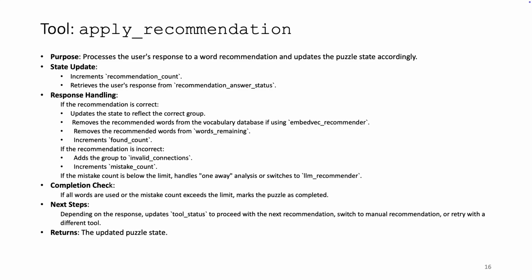If the connection puzzle indicates a correct word group, the state is updated and progress is recorded. If the connection puzzle indicates an incorrect word group, mistakes are tracked and adjustments are made to guide future recommendations. The puzzle ends when all words are used or the mistake limit is reached. Based on the outcome, the tool adapts by continuing recommendations, switching strategies, or prompting manual input. The tool ensures smooth progression by dynamically managing the puzzle state.